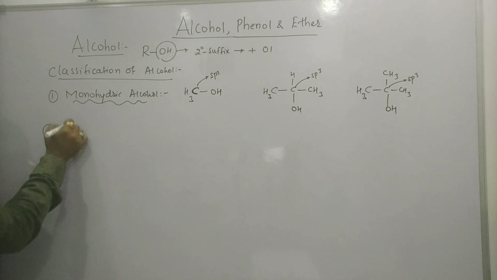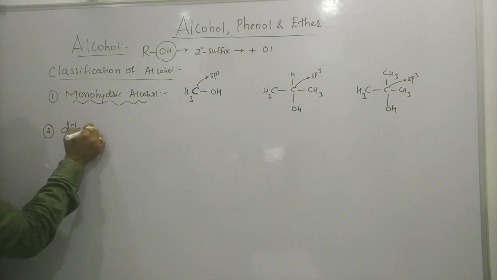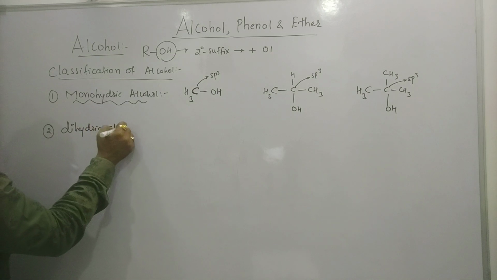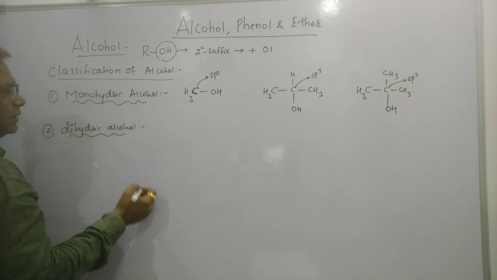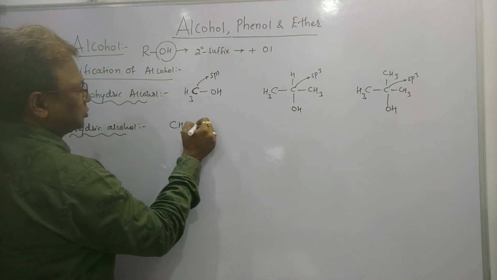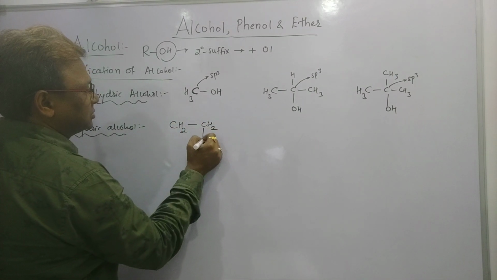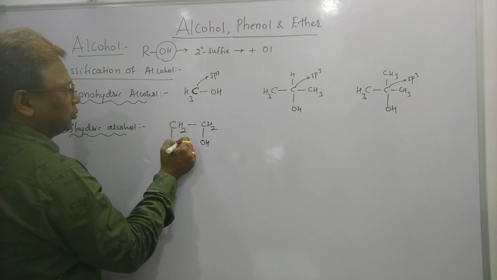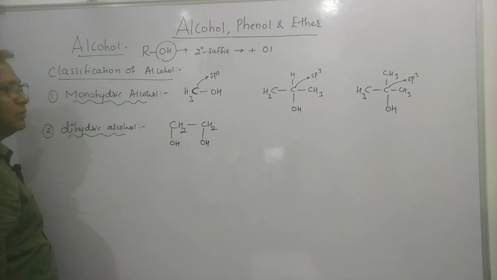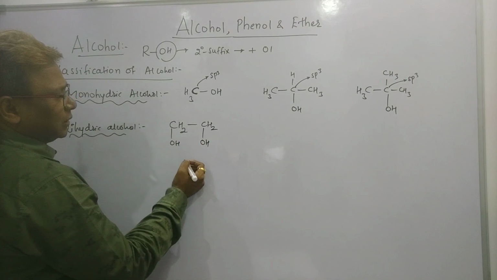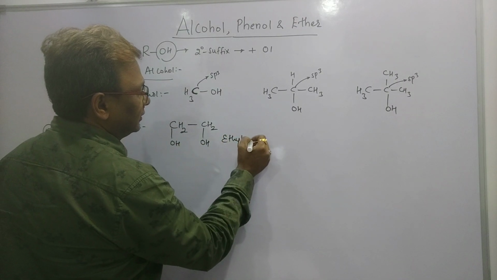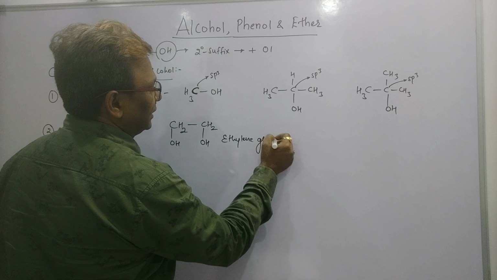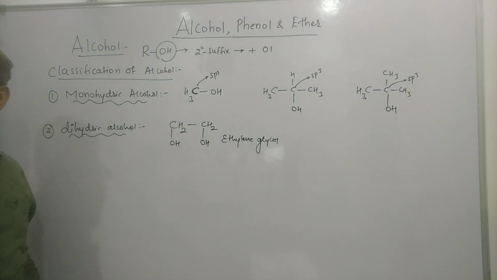The second one is a dihydric alcohol. A dihydric alcohol means it has two OH groups. What is a two OH group? Let me explain here. Here CH2 is bonded with CH2, and both OH groups are present on adjacent carbon atoms. It is called a dihydric alcohol, and this is called ethylene glycol. This will be called ethylene glycol, the dihydric alcohol.